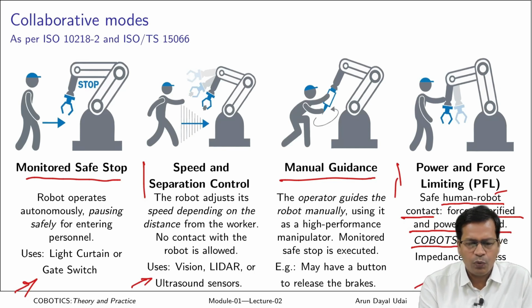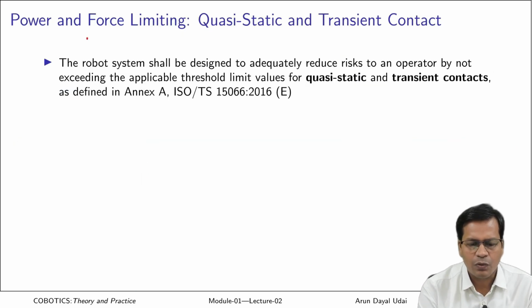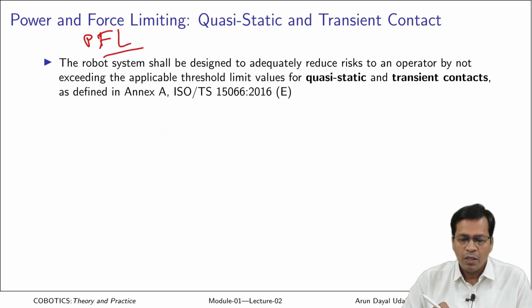So that is the total of 4 types of collaborative modes. So, what is PFL? Basically, this in short is known as PFL, power and force limiting. We'll also learn about quasi-static and transient contacts.